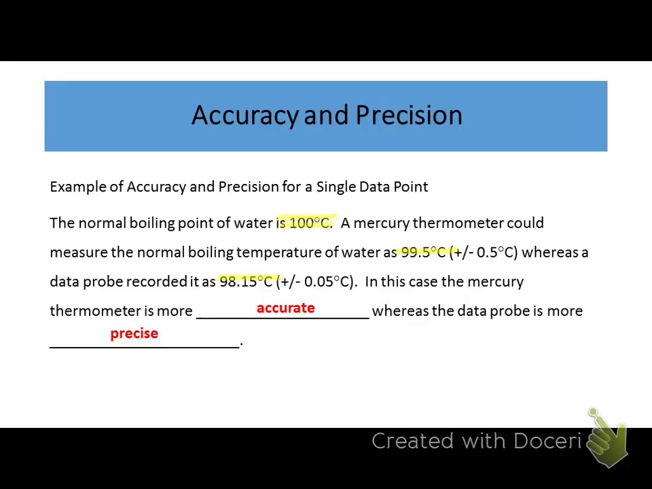So why is the data probe more precise? Well, if you look at the number of significant figures, for the mercury thermometer, you have 3 significant figures, and for the data probe, you have 4 significant figures. Since we have more significant figures with the data probe, that measurement is more precise. Alright, so that's how it works.